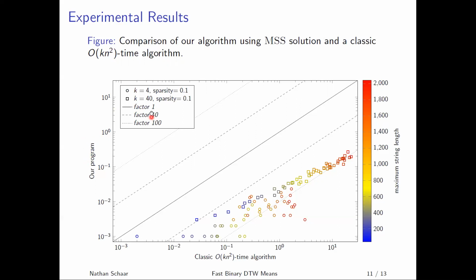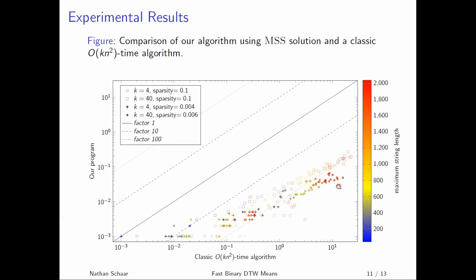And here we can see that we have data with sparsity 0.1. And sparsity here also means the ratio between the run-length encoded strings and the non-encoded strings. And we can see that we can already get speedups up to a factor of 100 here. And for even sparser data, we can get speedups of almost 1000 here.